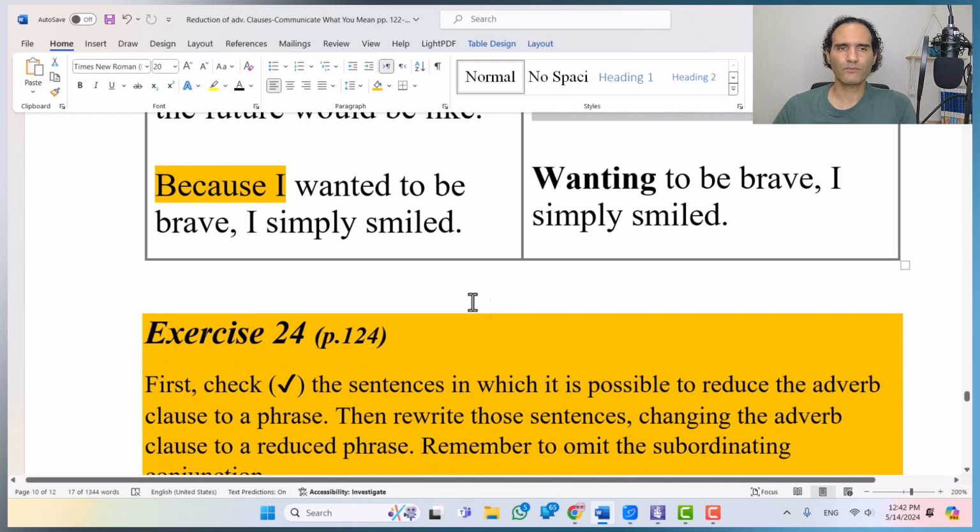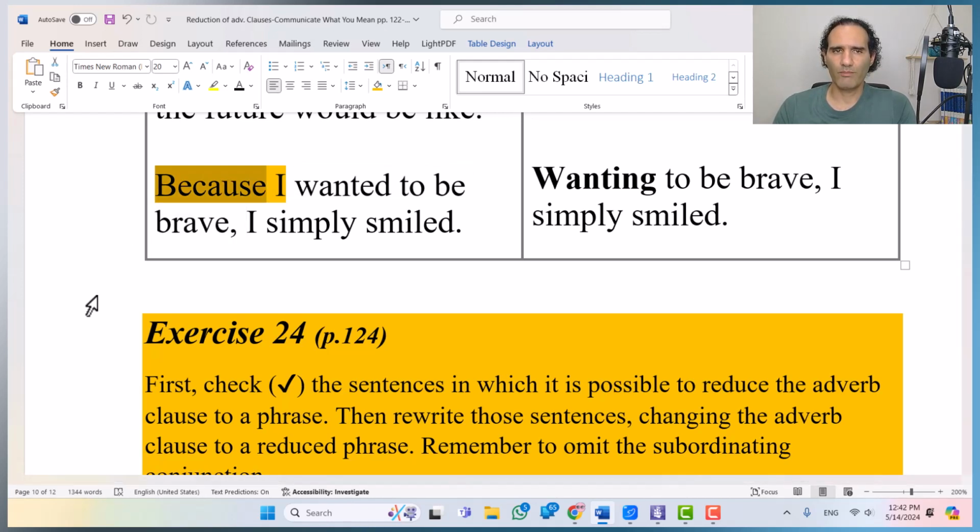Nice. The story of an immigrant. Because I wanted to be brave, I simply smiled. So, omit because, omit I, and add ing. Wanting to be brave, I simply smiled.